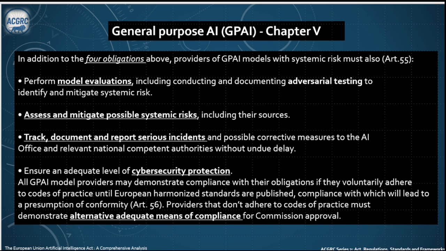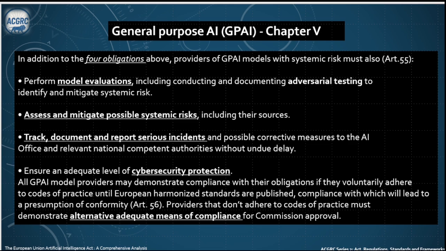In addition to the 4 obligations mentioned earlier, providers of GPAI models with systemic risk must also perform model evaluation, including conducting and documenting adversarial testing to identify and mitigate systemic risk. They should assess and mitigate possible systemic risks, including their sources. They are expected to track, document, and report serious incidents and possible corrective measures to the AI Office and relevant national competent authority without undue delay. They are expected to ensure an adequate level of cybersecurity protection.